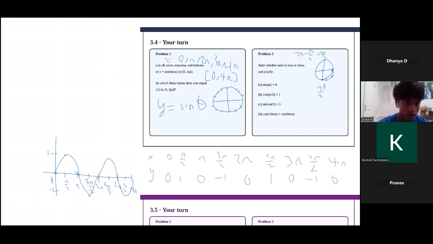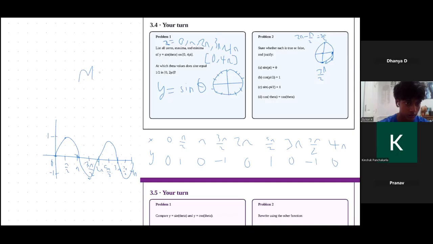And then for our maxima, it's these 2 points. So that's going to be pi over 2 comma 1 and 5 pi over 2 comma 1. And for our minimum, it's going to be these 2 points. And see how once we drew out the graph, it's so easy, which this is going to be 3 pi over 2 comma -1, and then 7 pi over 2 comma -1.